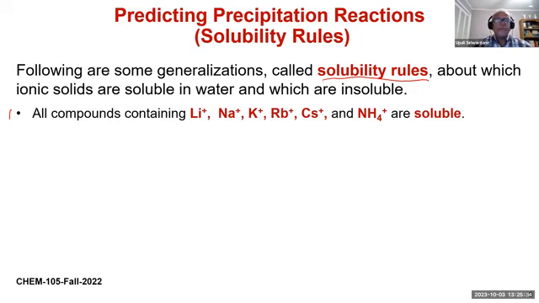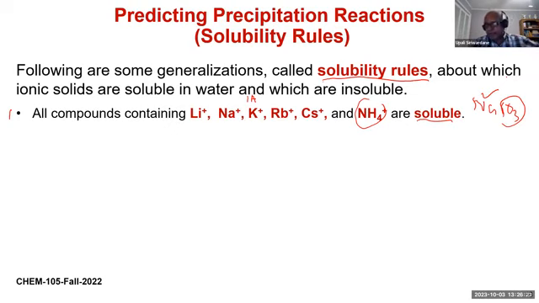the most common rule. Group 1A and ammonium ion. Lithium, sodium, potassium, rubidium, cesium are group 1A cations. If a compound is, for example, sodium carbonate, regardless of what the anion is, if sodium is there, it's always a soluble salt. Same applies to lithium, potassium, rubidium, cesium, and ammonium ion. Any salts containing one of these cations are soluble.